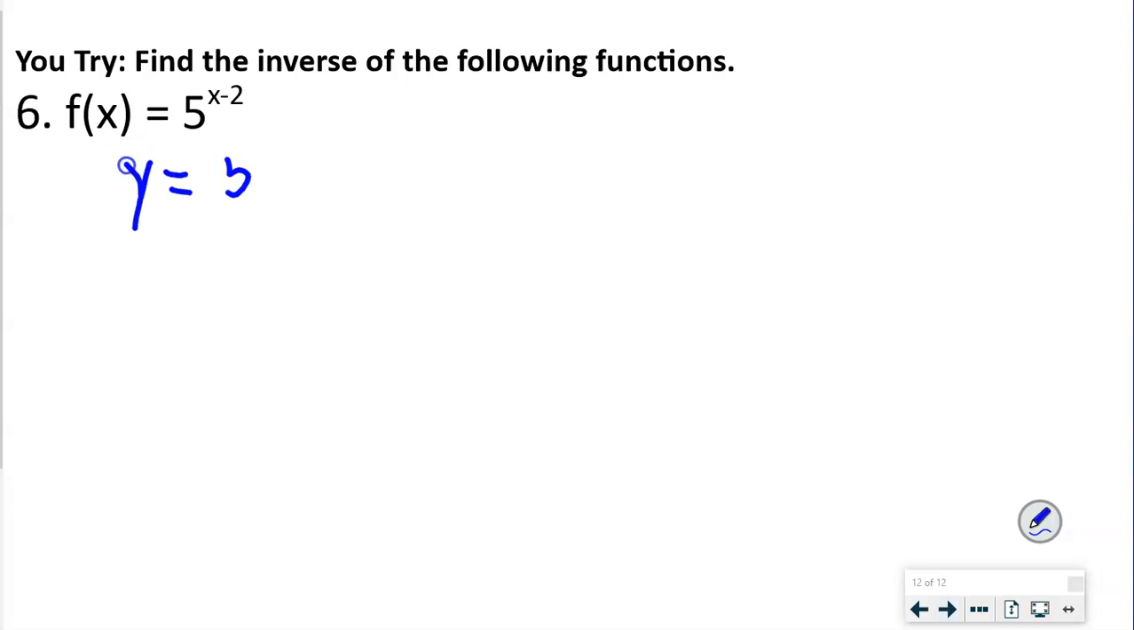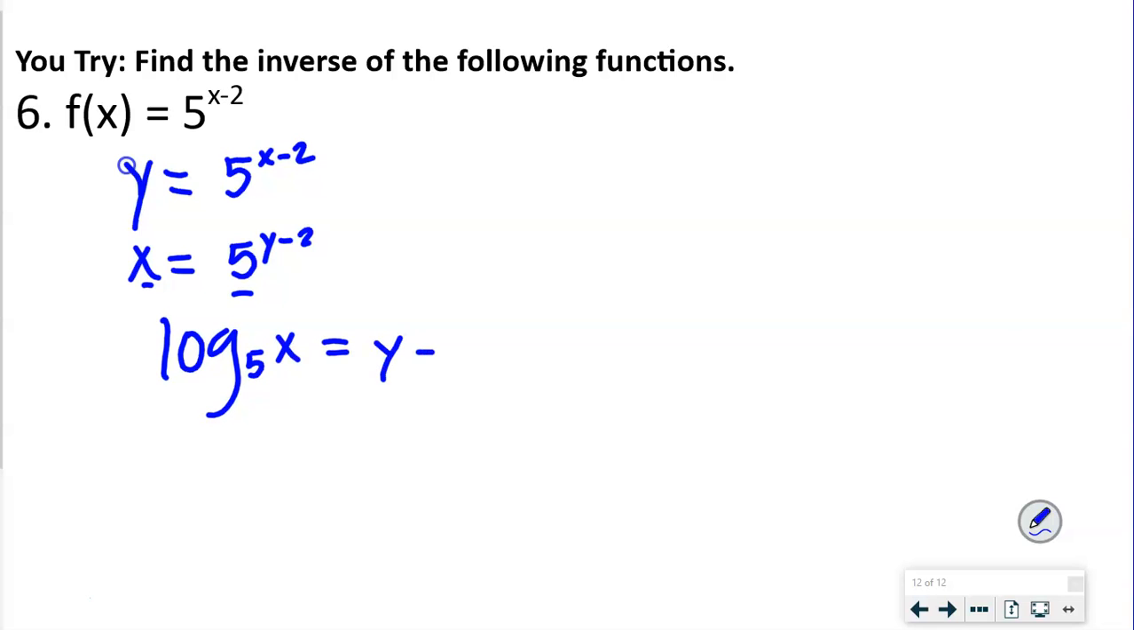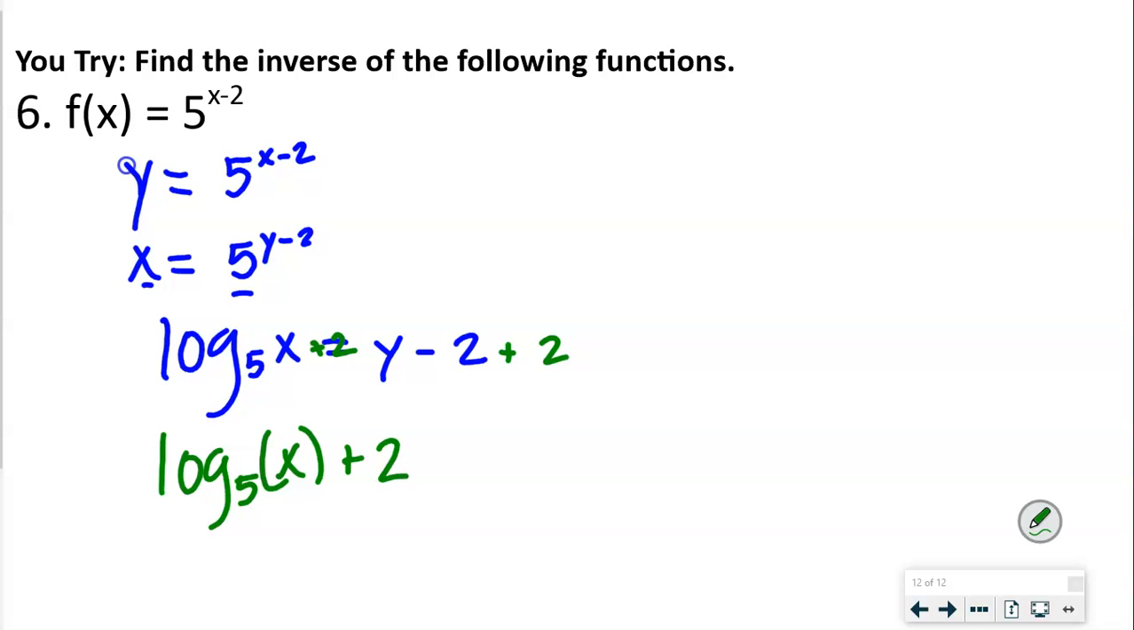Y equals 5 to the x minus 2. X equals 5 to the y minus 2. So this time we have log, there's our base, of 5. There's our exponent, right? x is equal to y minus 2. So what do we have to do? Add 2 to both sides, right? So when I write this one, I'm going to say log base 5, and I'm going to put that x in parentheses because that plus 2 is not what I'm taking the log of. And that's equal to y. Okay?